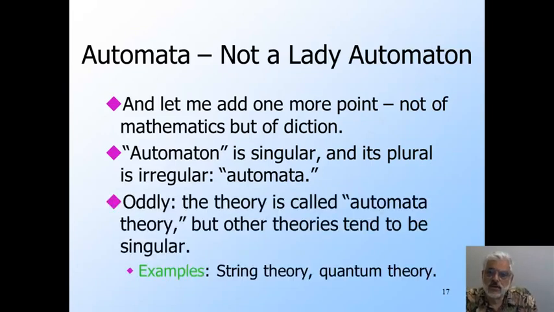Everybody says automata theory, never the singular form automaton theory. But other theories use a singular form of the noun that describes what they are about. For example, physicists talk about string theory or quantum theory, never strings theory or quantums theory. Well, that should be quanta theory anyway, since quantum is another irregular plural. And don't ask me why.